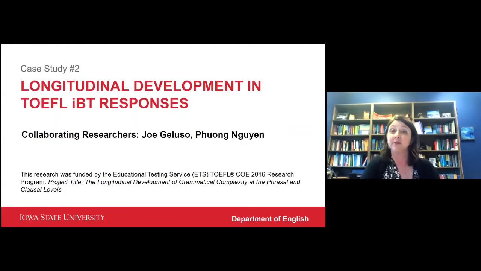Okay, quickly turning to case study number 2, looking at the longitudinal development of TOEFL iBT responses. And this is a funded project that I did with a couple of PhD students, and I'll talk about this one just briefly. So if we recall, the purpose of this case study is to look at how register can inform the interpretation of results.